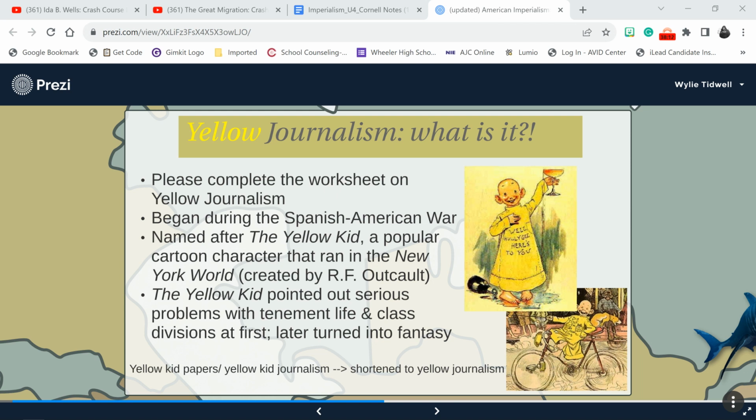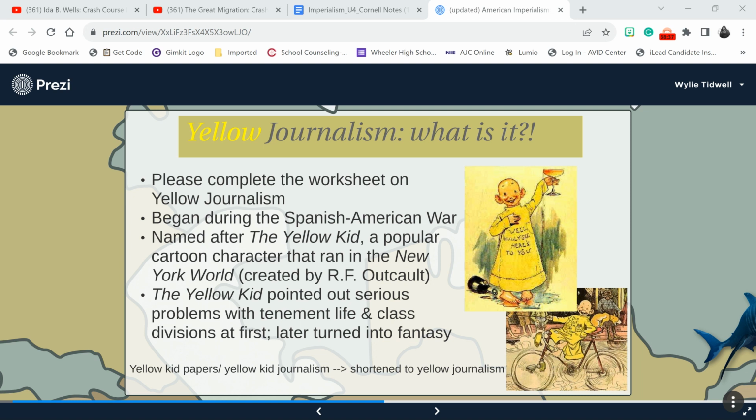All right, yellow journalism. Raise your hand if you've ever heard of fake news. Okay. What yellow journalism was, and the reason I'm saying was is because it got replaced by fake news today. Yellow journalism was based off a cartoon character that was full of stereotypes and prejudice based on a Chinese boy, which we call the yellow boy. You with me so far on that?